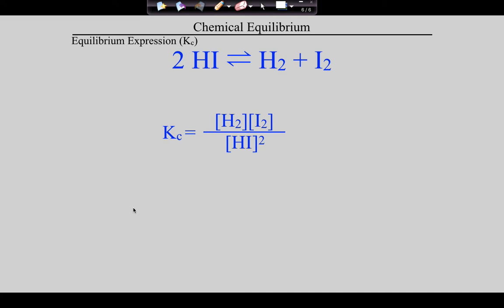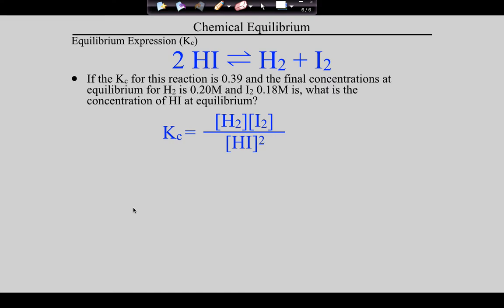But now, guys, I'm going to throw you a little bit of a curveball. Instead of giving you the molarities and have us solve for Kc, I'm going to give you Kc, and we're going to solve for molarity. Don't write it down, but it says if the Kc for this reaction is 0.39. Guys, what does that mean? More product or more reactant? More reactant. It's less than 1. So the Kc for this is 0.39, and the final concentrations of H2 and I2 are given. What is the concentration of HI?